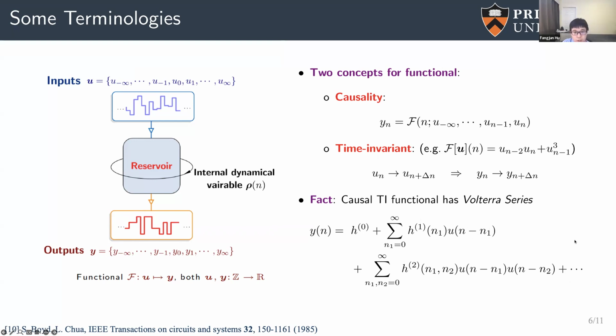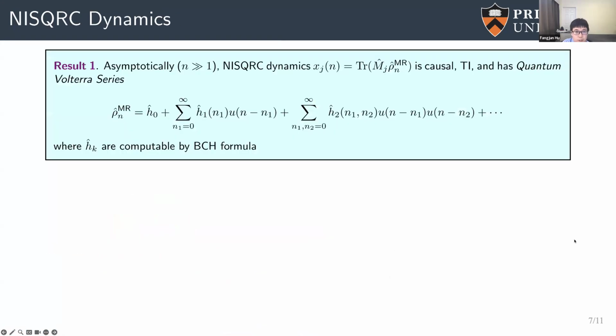So here, this is the classical Volterra series. But since we're talking about quantum systems, we can generalize it to the quantum system by replacing the classical kernel with some Q number. So our main result in this paper says that asymptotically, meaning after a sufficiently long time, the NISQ reservoir features have this form of quantum Volterra series, where all those h hat of k can be computed by using, for example, the BCH formula.